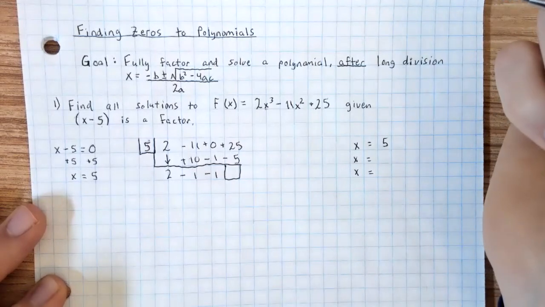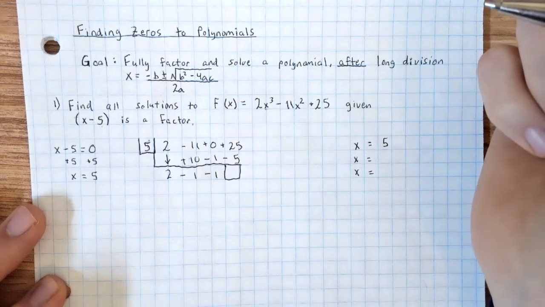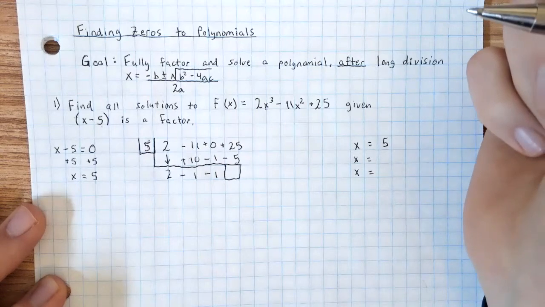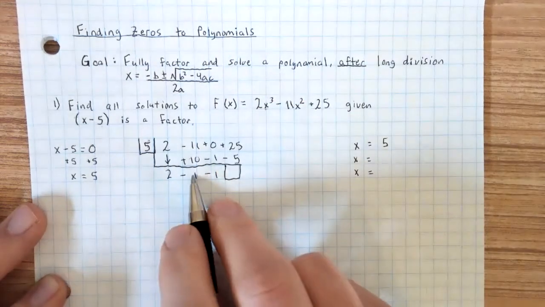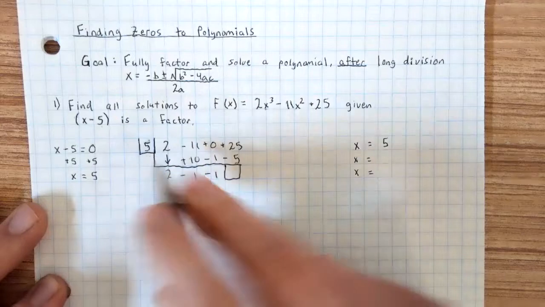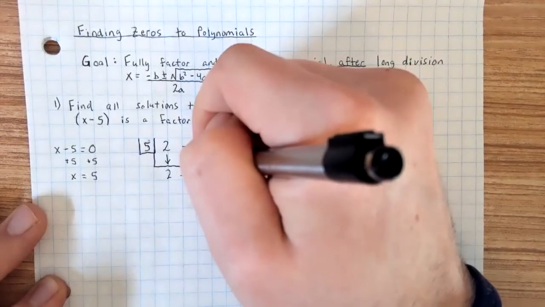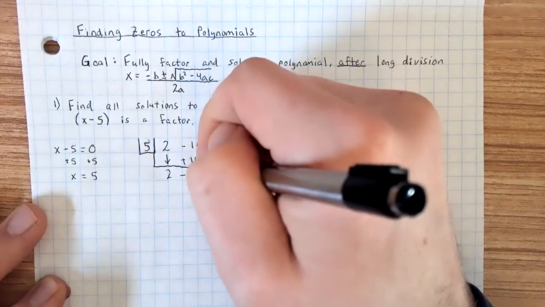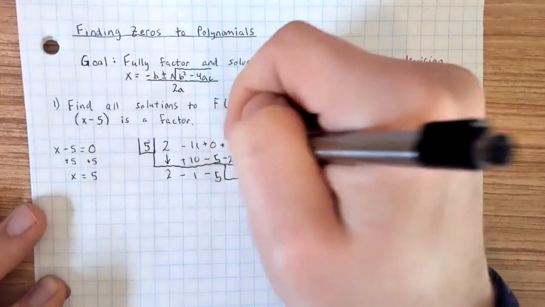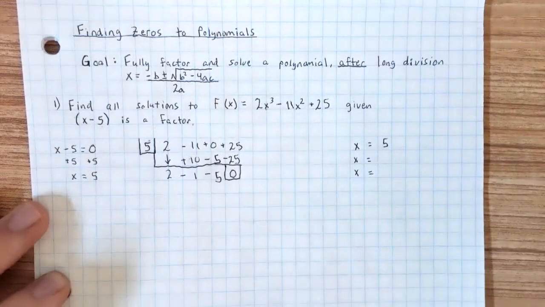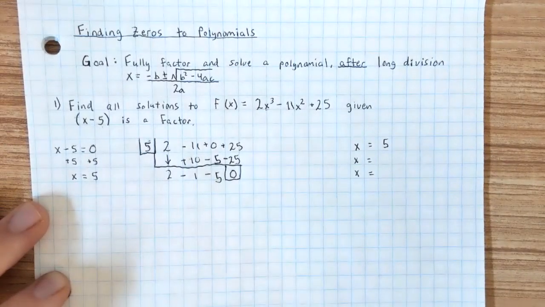What did I do wrong here? Sorry for my mistake. Negative 1 times 5 is not negative 1. Negative 1 times 5 is negative 5. 0 minus 5 is negative 5. Negative 5 times 5 is negative 25. And that's how we got the remainder of 0, which again means x minus 5 is a factor.